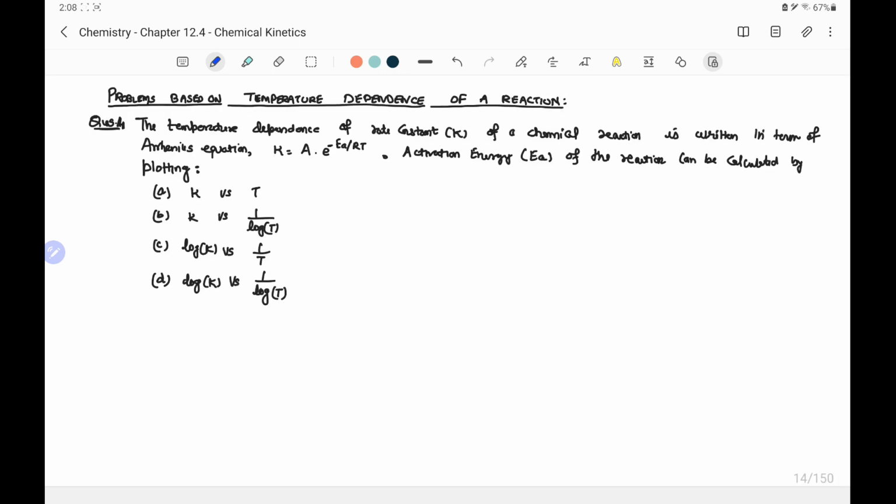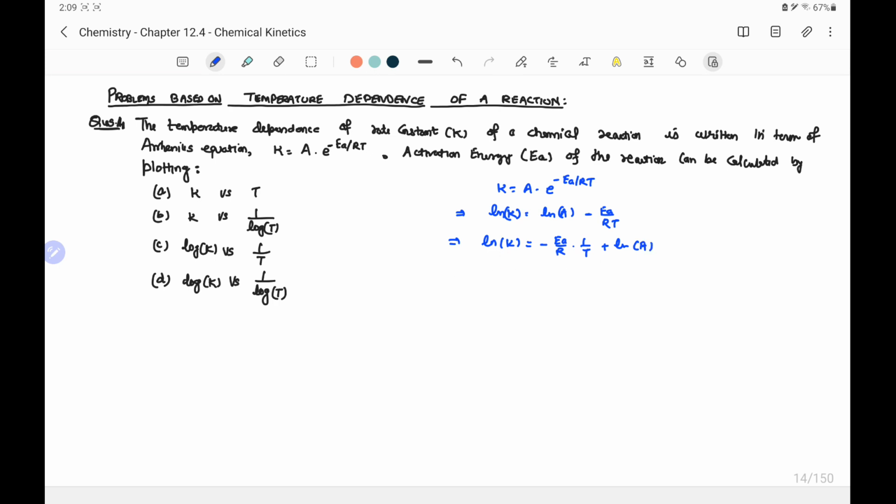Fourth question is, the temperature dependence of rate constant K of a chemical reaction is written in terms of the Arrhenius equation, which is K equal to A into e raised to power minus EA by RT. EA is the activation energy of the reaction and can be calculated by plotting. We have already done it, taking the log on both sides. So log K equal to log A minus EA by RT. This implies that log K is equal to minus EA by R into 1 by T plus ln A.